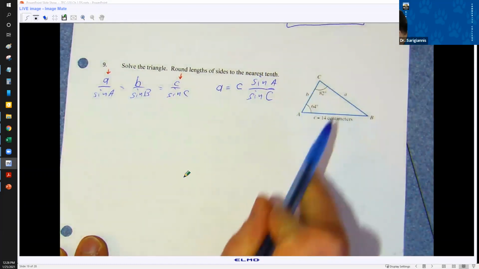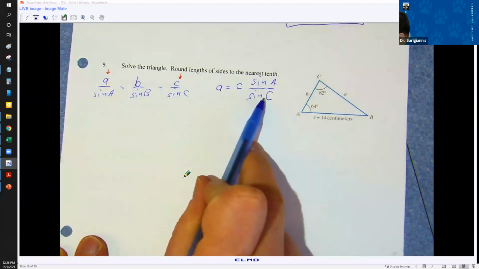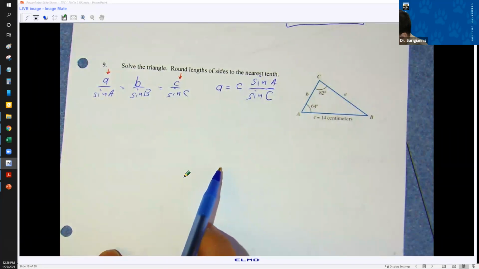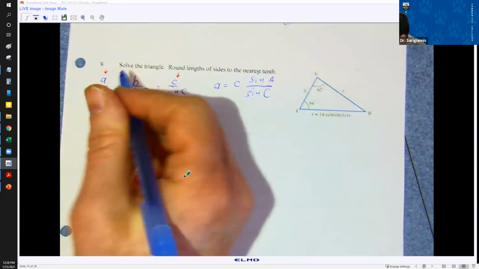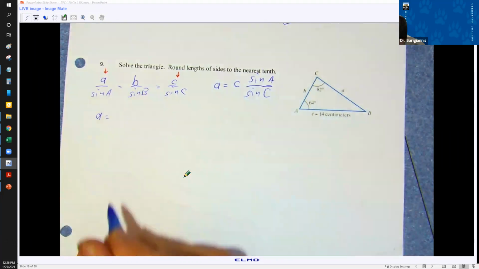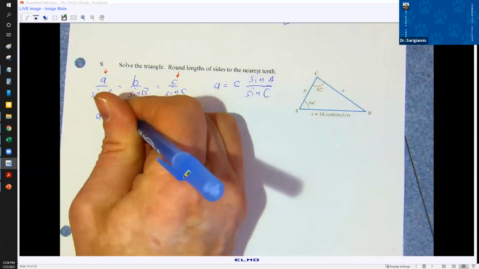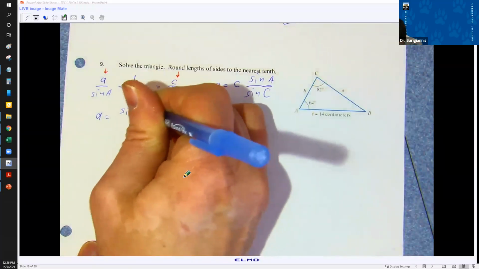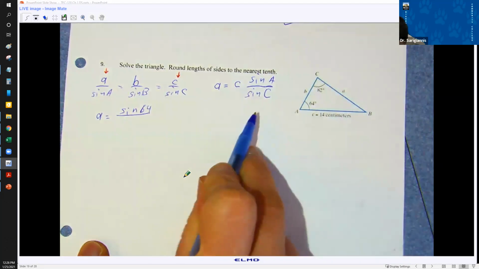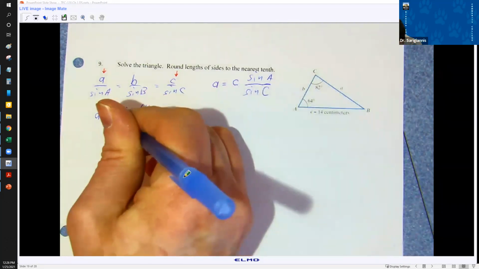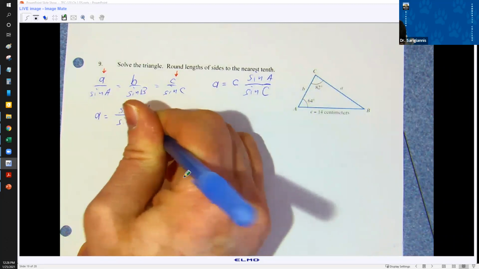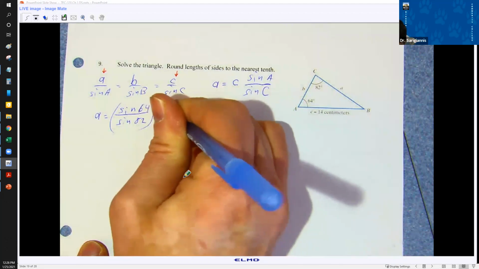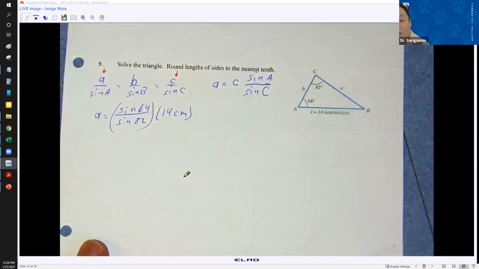This is what I don't like about using C. I should change this lettering. It's hard to tell the little c from the big C. Little c, big C. So now I have an equation for A in terms of things we know. What do we have? We have sine of 64, oh, forgot to put the C in, I'll do that in a minute, over sine of 82. And then we have the length C, right? 14 centimeters. So now you've got units to worry about.